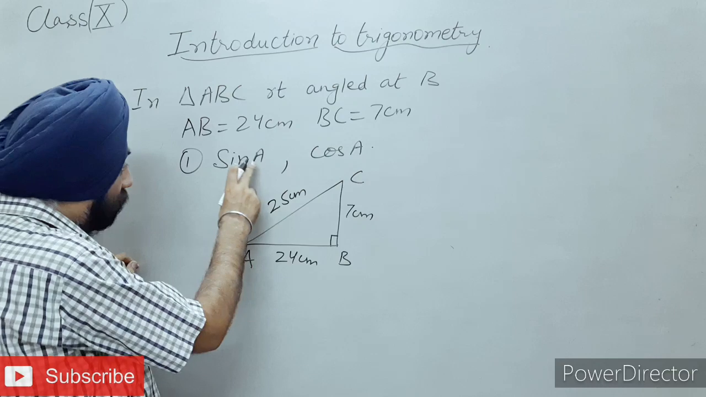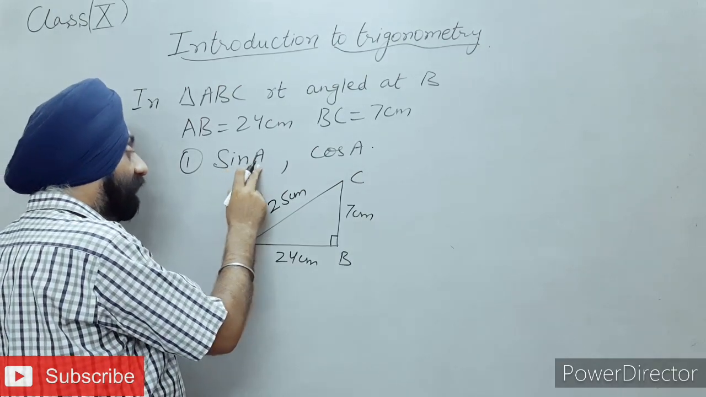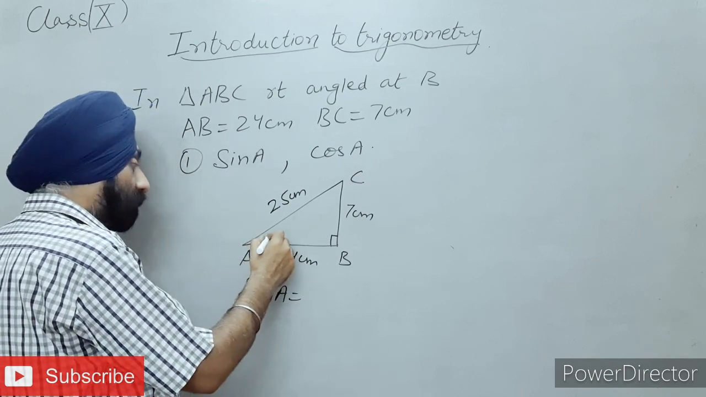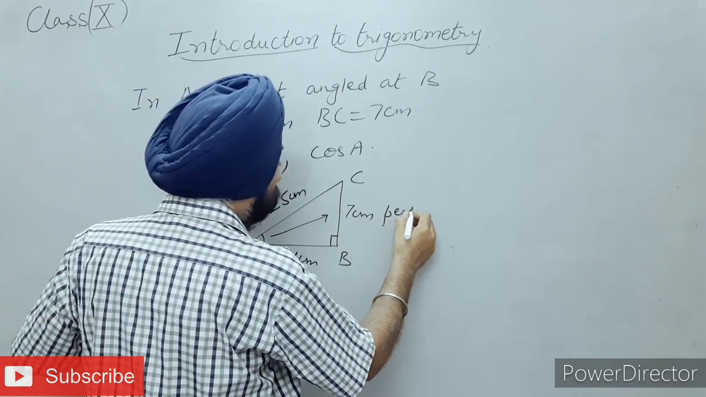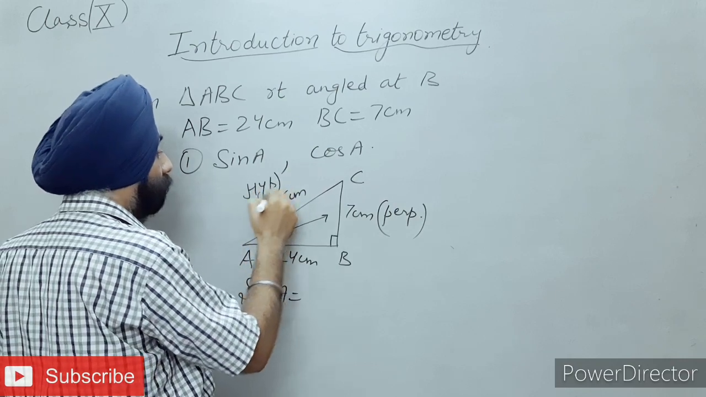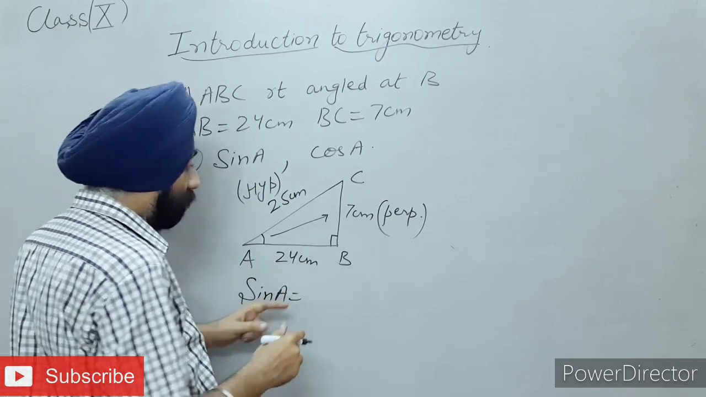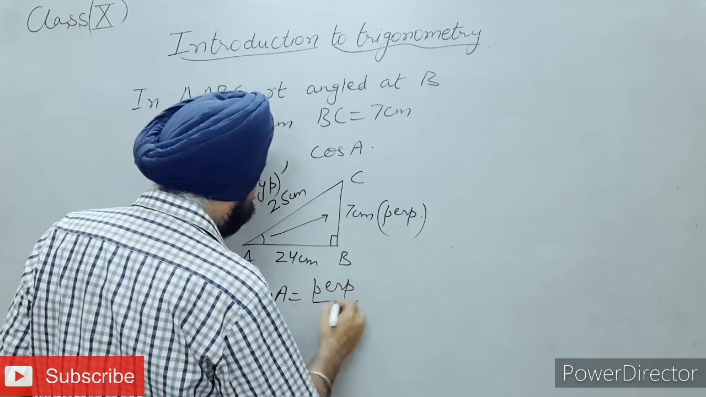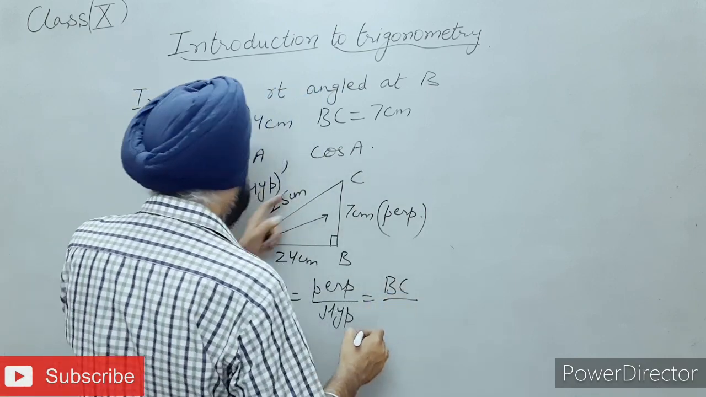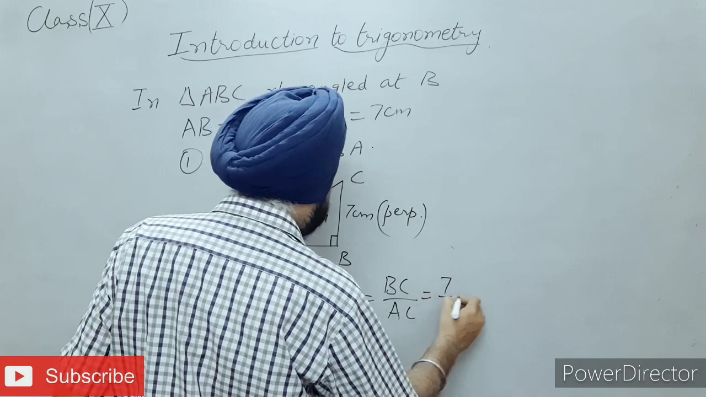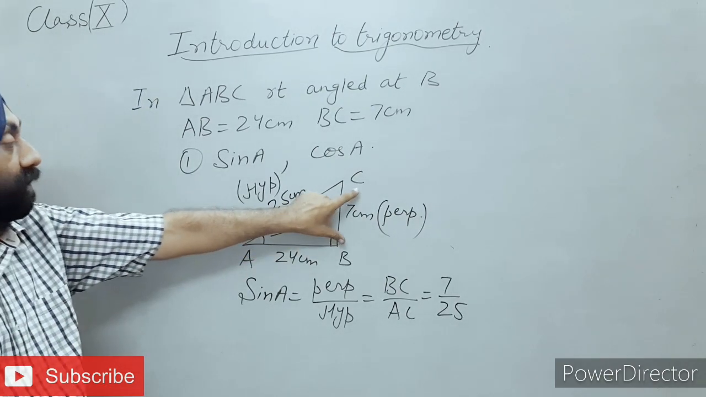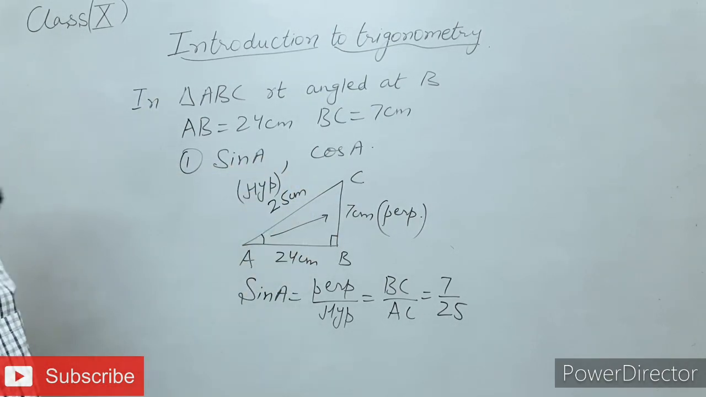Now I need sine of A. Now look at the angle which he is referring, sine A. This is A. So sine of A is opposite to this, it's always the perpendicular. Opposite to 90 degree, it's always the hypotenuse, and this is the base. Now sine of A is perpendicular upon hypotenuse. What is the perpendicular? Perpendicular is BC upon hypotenuse is AC. Perpendicular is 7, hypotenuse is 25. Sine A is perpendicular upon hypotenuse, that is 7 upon 25.